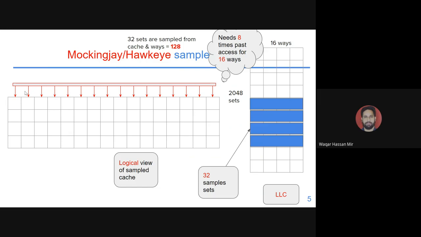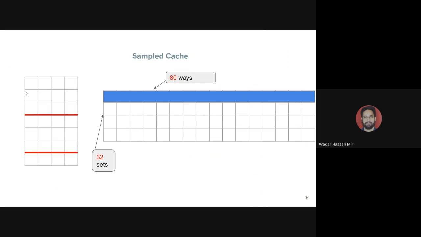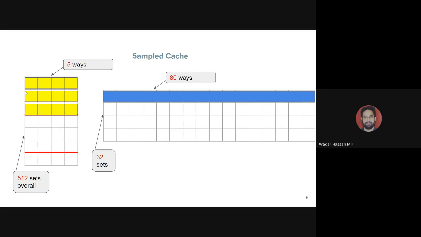So looking at this, in both the papers, what the authors do is they try to make it distributed. So they increase the number of sets and they reduce the number of ways, right? So by doing this, what was initially 32 sets with 128 accesses is being shifted to 512 sets with 5 ways.